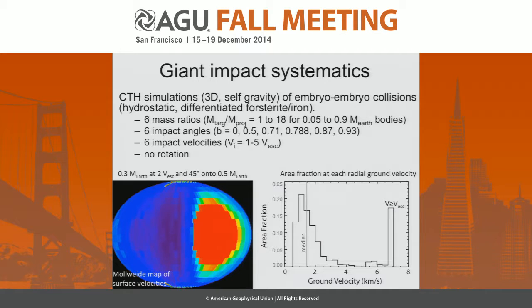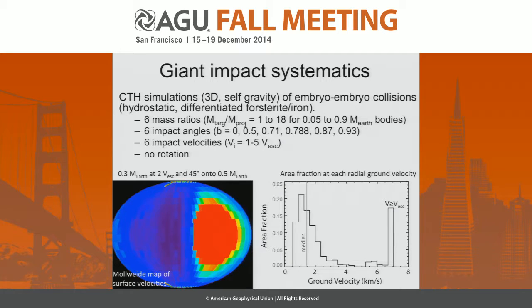The impact angle and velocity dependence is extremely important in the outcome of giant impacts, as you saw in some of Eric Asfog's movies. Here is an example of a 45-degree impact onto a half an Earth mass body, showing just a color scheme of the surface velocities on the planet induced by this event. And here's a histogram of the surface velocities in kilometers per second, and this bin is everything greater than escape velocity, which is this red zone.